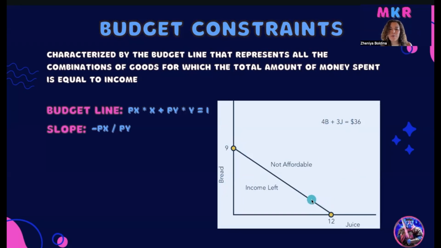So this point right here will be 8, 3. So 8 for juice and 3 for bread, in order to get $36 in total. And the slope of this budget line would simply be the price of good X over the price of good Y, so the price of juice over the price of bread, and it must be negative, and that's how we find the slope.